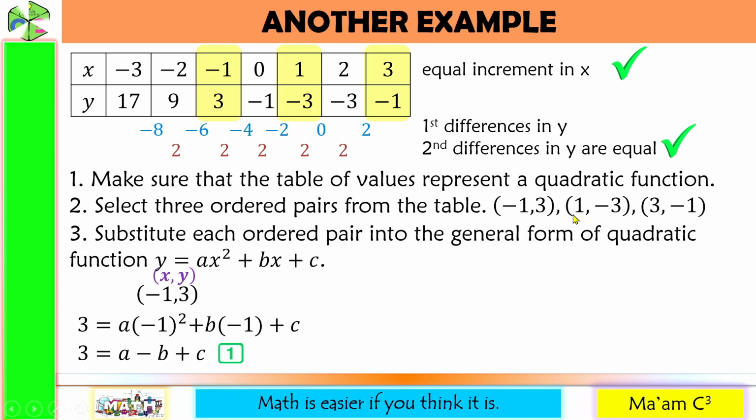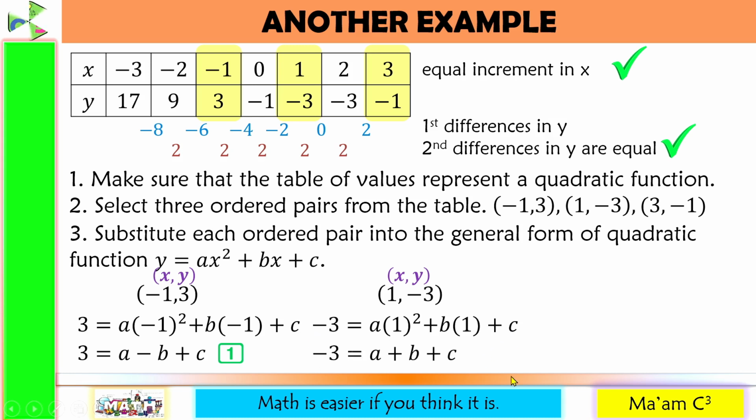Let's proceed with the second ordered pair. Again, this is x and this is y. So our y this time is negative 3, and the value of x here is positive 1. 1 squared is 1 times a is still a, and 1 times b is b. Copy negative 3 and c here. This will be our equation 2.